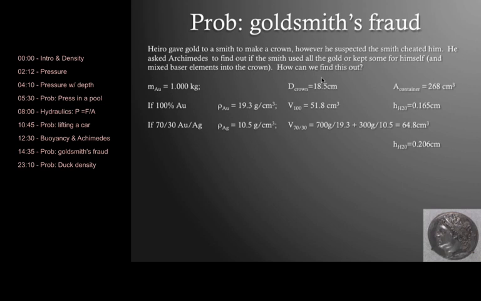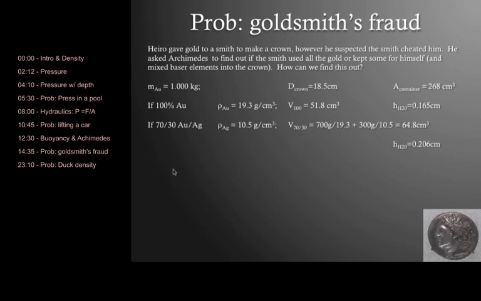Back in 200-ish BC, there was a king, Hero, who gave some gold to his smith to make a crown for a temple. But he suspected that this goldsmith cheated him. So he asked Archimedes to find out if this goldsmith cheated him or not, and if he mixed any baser elements into the crown. So how can we find out if Hero was cheated or not?